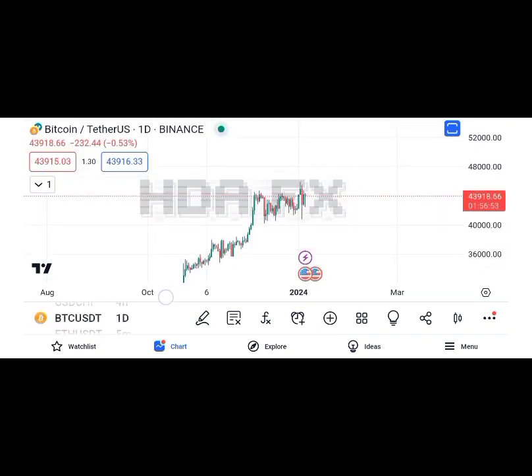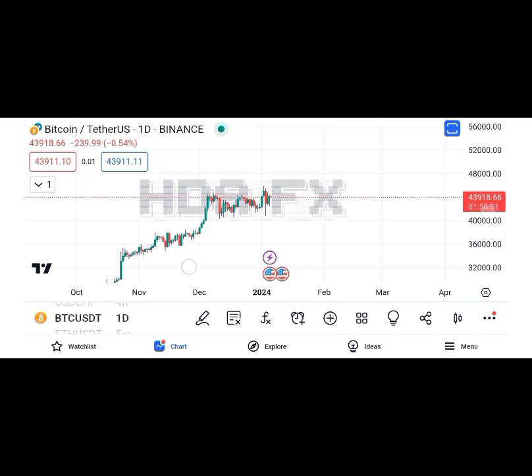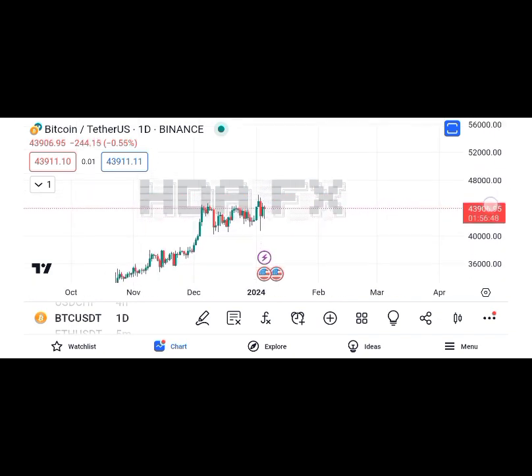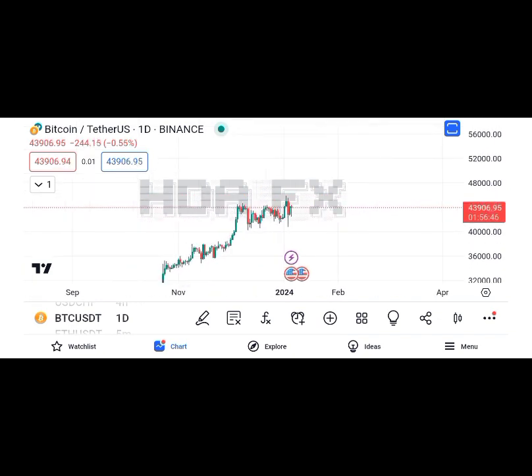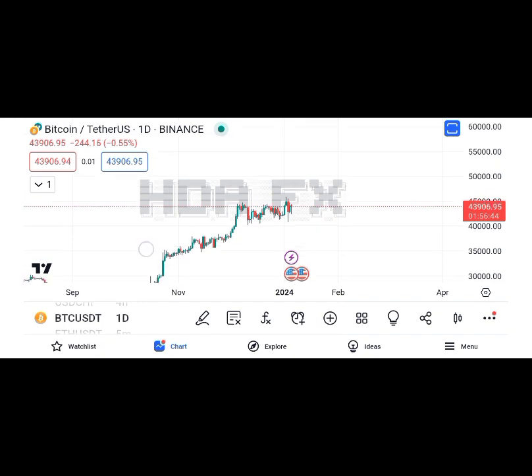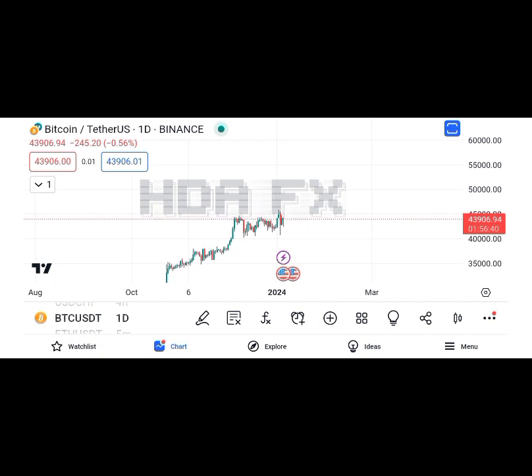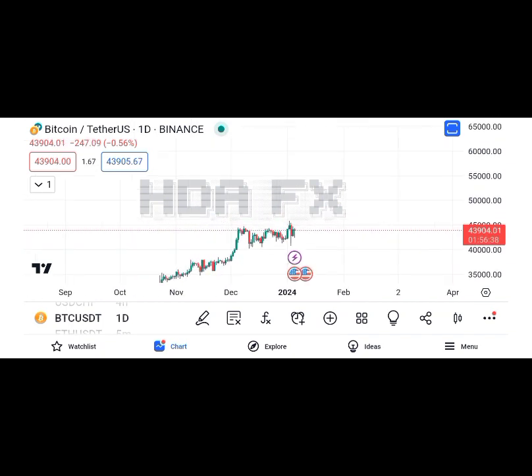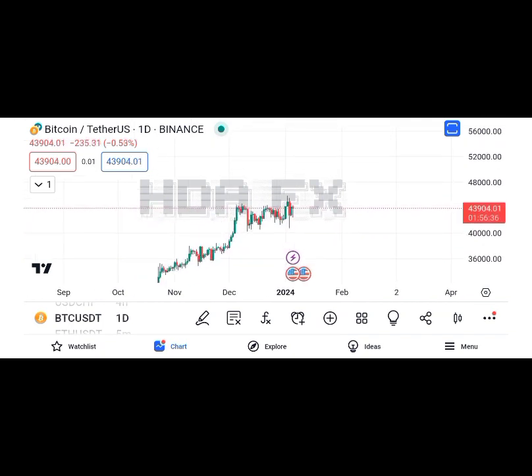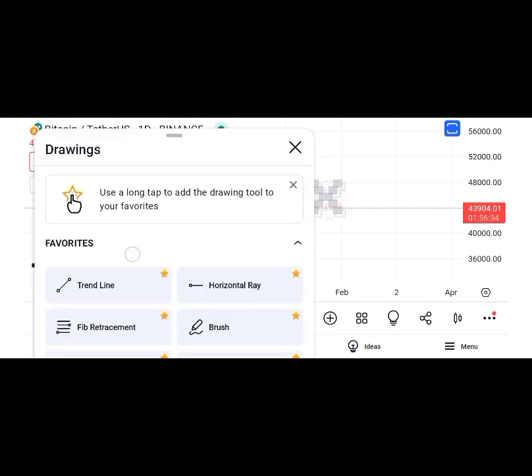Our next pair or asset we'll be looking at is Bitcoin. So now on Bitcoin, we can see that during the past weeks, Bitcoin has been very bullish. And now looking at the current market structure, we can see that Bitcoin is in a ranging market now.